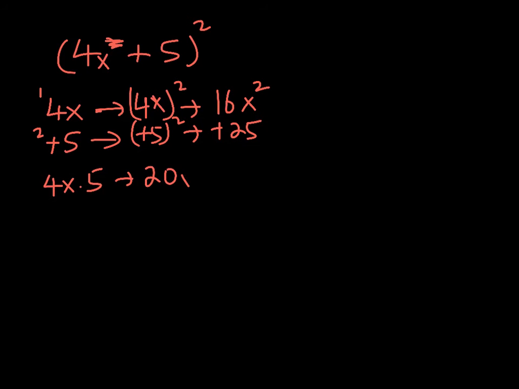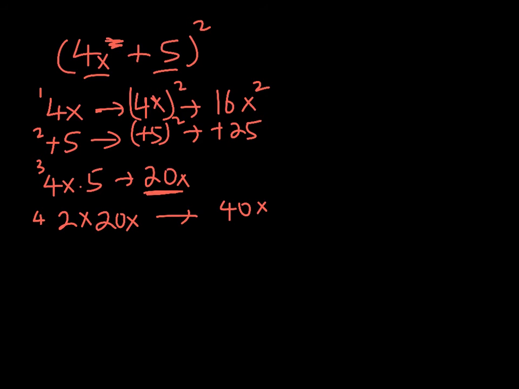20x, isn't it? So now that you have done that, that's the third step. You multiply the two terms within the bracket, so that gives us 20x. The fourth and final step is that you now multiply this middle term, the product of the two terms, by 2. So 2 multiplied by 20x gives us 40x.